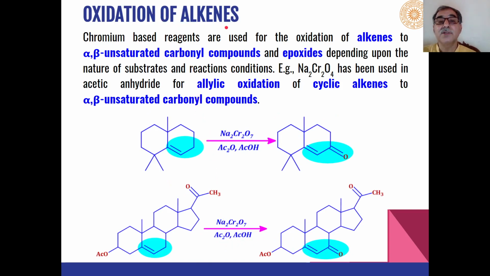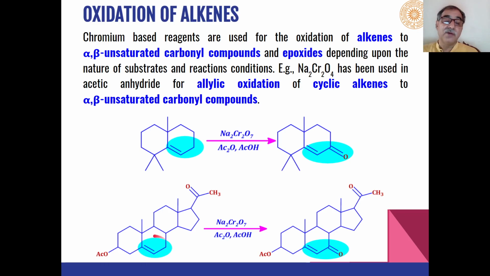The next is oxidation of alkenes. Chromium reagents are used for oxidation of alkenes to alpha beta unsaturated carbonyl compounds, and even epoxidation of alkenes can also take place depending upon the type of reagent which is used for these types of transformation. For example, if we react this substrate having a carbon-carbon double bond with sodium dichromate in acetic anhydride and acetic acid, then this will be converted into an alpha beta unsaturated ketone by oxidation with sodium dichromate.